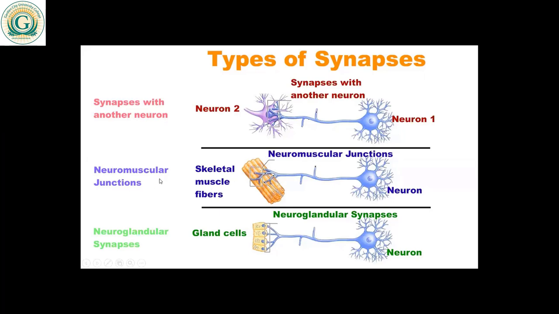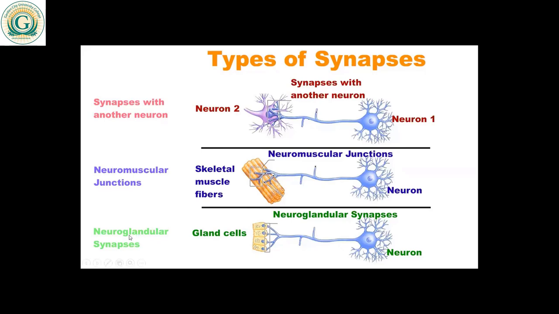And then we have the neuromuscular junction. The neuromuscular junction comes from the name neuron and then muscular. So a neuron is transmitting an impulse or information to a muscle cell. Muscle fiber is also known as muscle cell. So you can see that we have this neuron transmitting information to this muscle tissue.